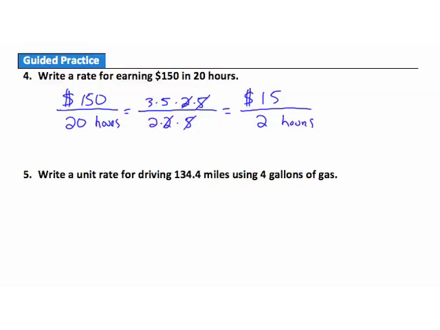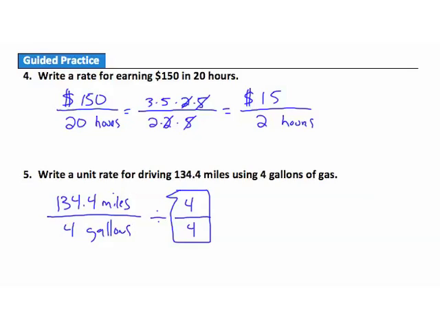Question 5. Write a unit rate for driving 134.4 miles using 4 gallons of gas. All right, so we have in the numerator 134.4 miles, and then we're using 4 gallons of gas to travel at. We want to write this as a unit rate, which means we want to have 1 in the denominator. So in order to have 1 in the denominator, I need to divide that 4 out. Since I'm dividing 4 out of the denominator, I also want to divide 4 out of the numerator, so that I'm dividing by a value of 1 here and not changing the original value of our rate.